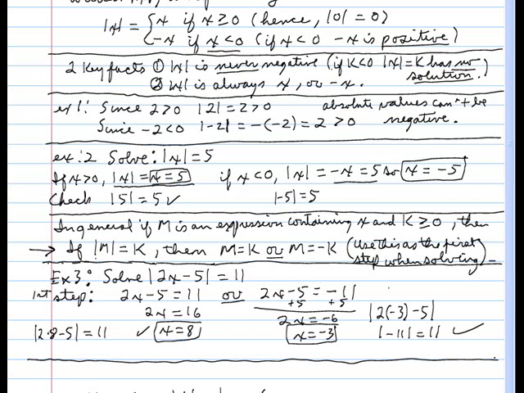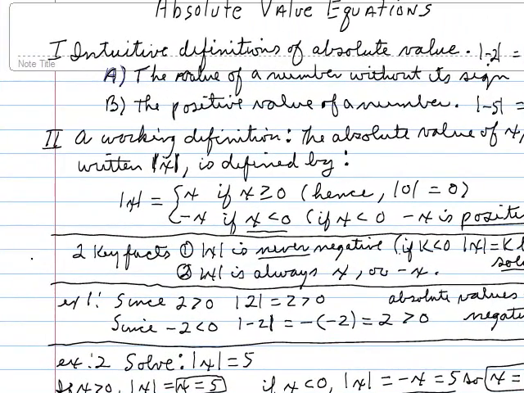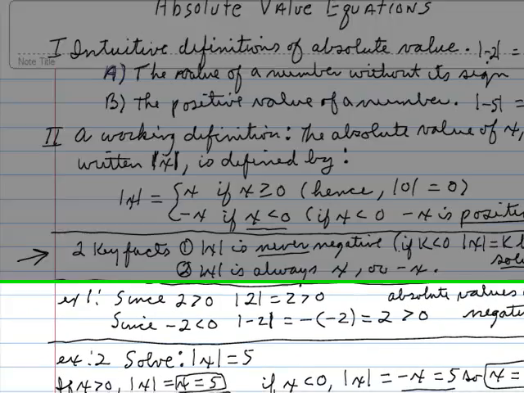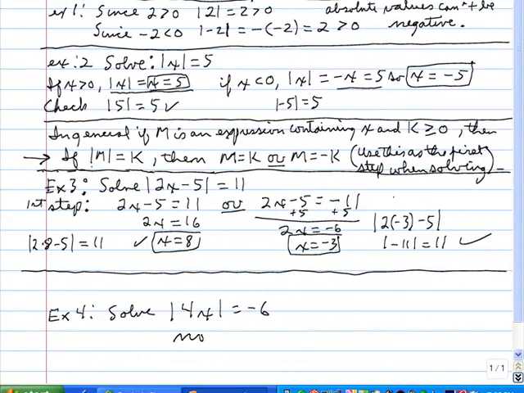Now, in example 4, we're going to get a break. Example 4 says solve the absolute value of 4x is equal to negative 6. One of our key facts, way up here at the top, was that an absolute value can't be negative. So since this is trying to say an absolute value is negative, we just don't even start. We just say no solution, and that's the end of it.